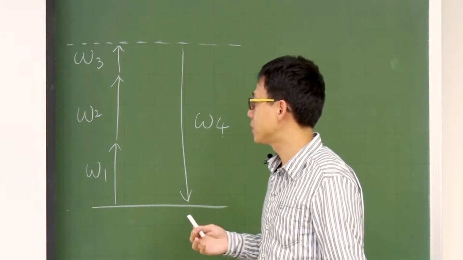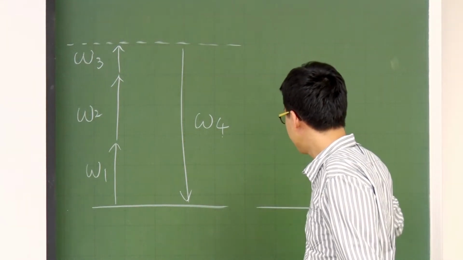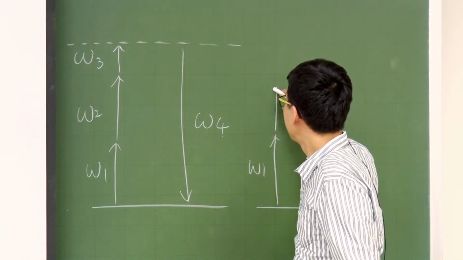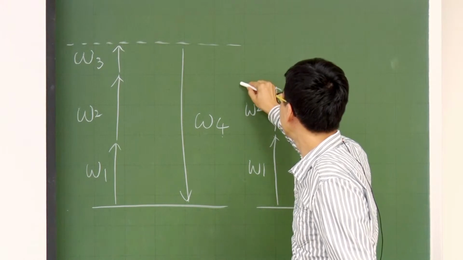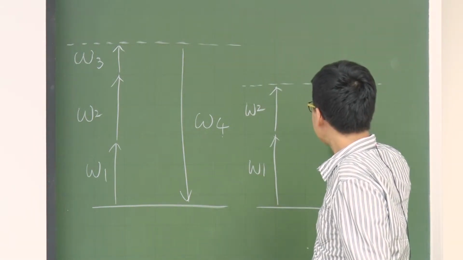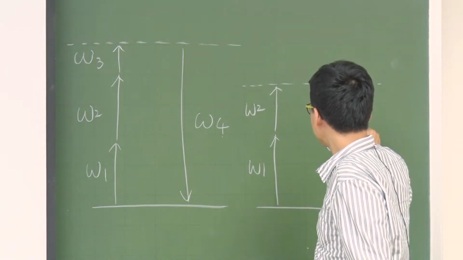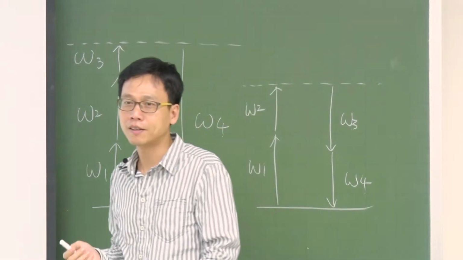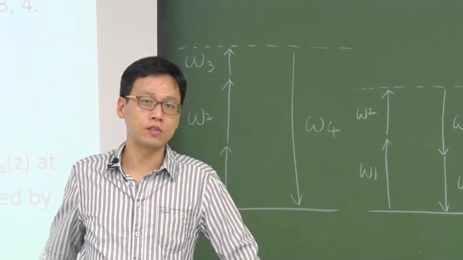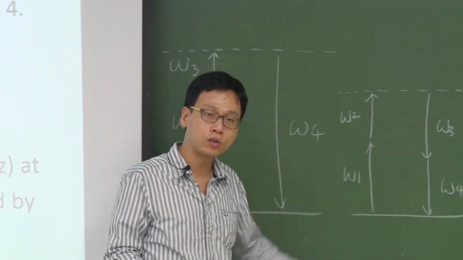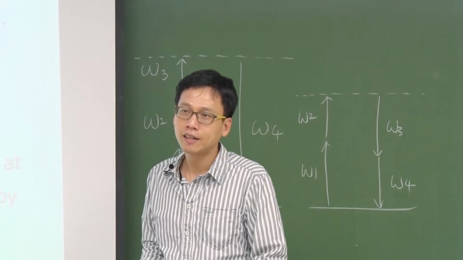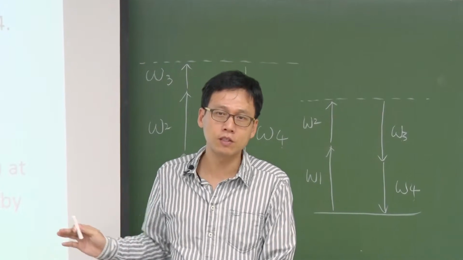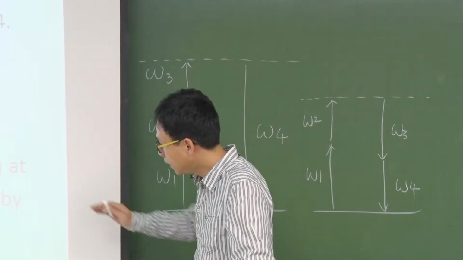There are other possibilities, such as omega 1 up, omega 2 up, but this time omega 3 down, omega 4 down. And the energy is still conserved, but of course, it's no longer sum frequency generation. So general four-way mixing is quite diverse. You have many different possibilities.